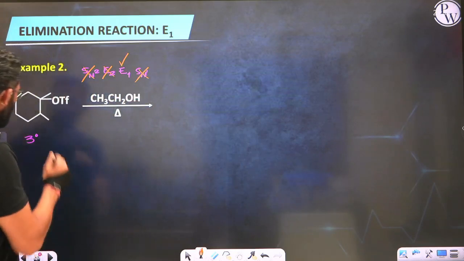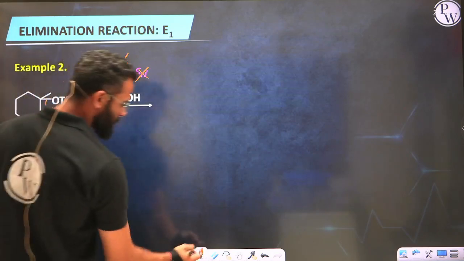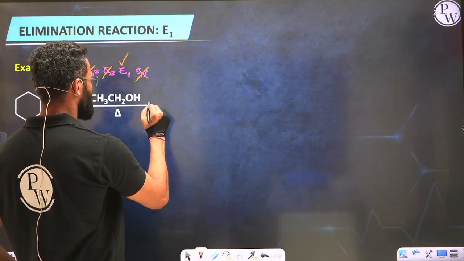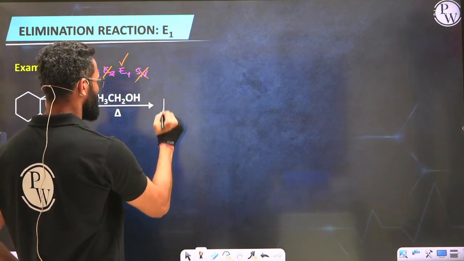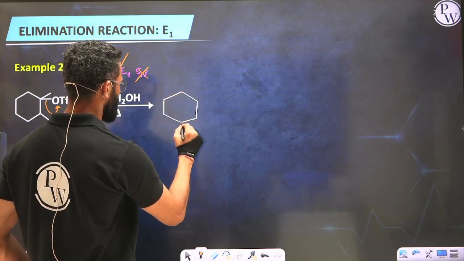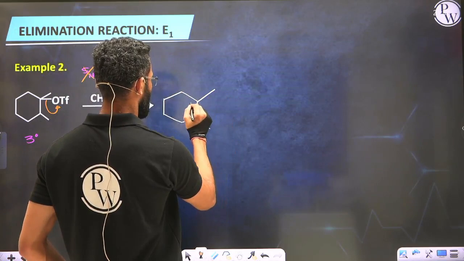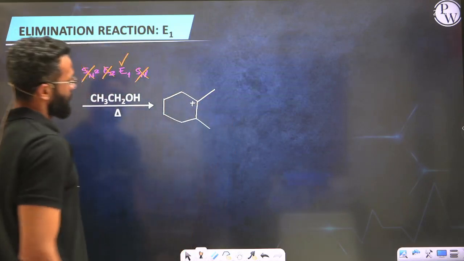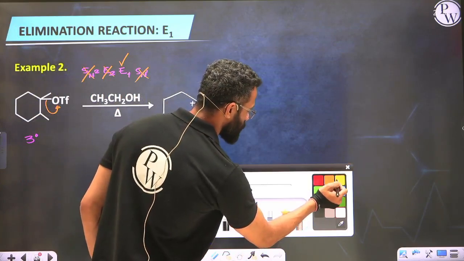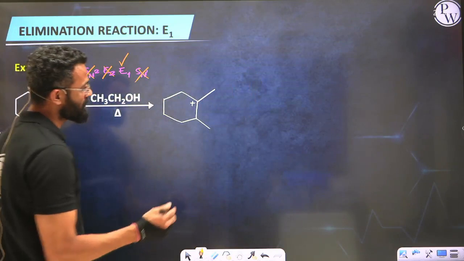What do we do in E1? The leaving group leaves first to form a carbocation. So we will be getting formation of a carbocation. Once the carbocation is formed, in step number 2, loss of hydrogen will take place from the beta carbon. So how many possible beta carbons do we have?